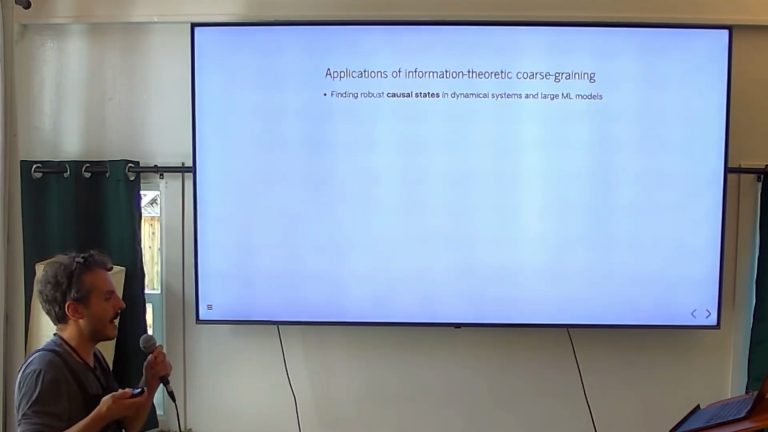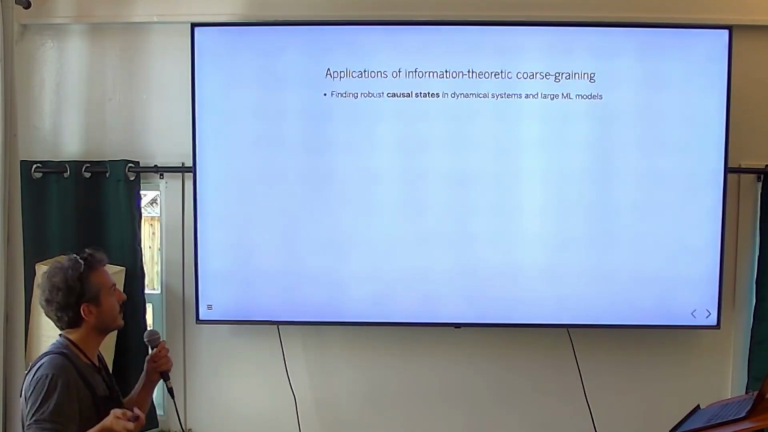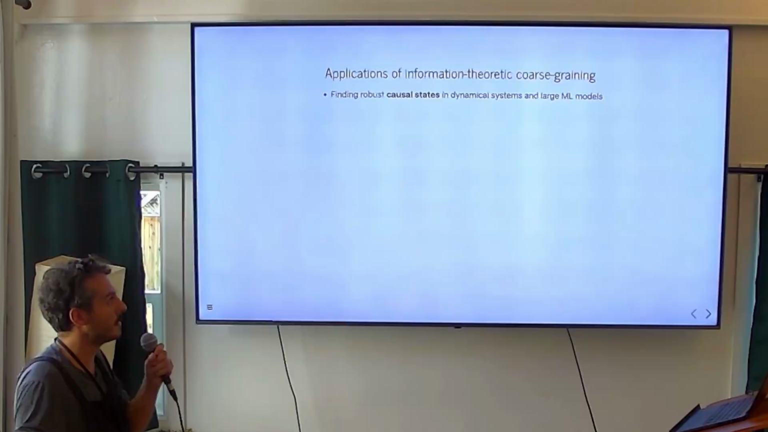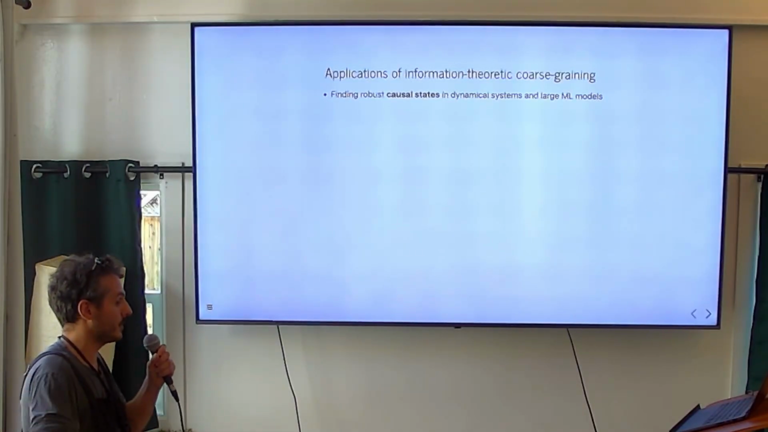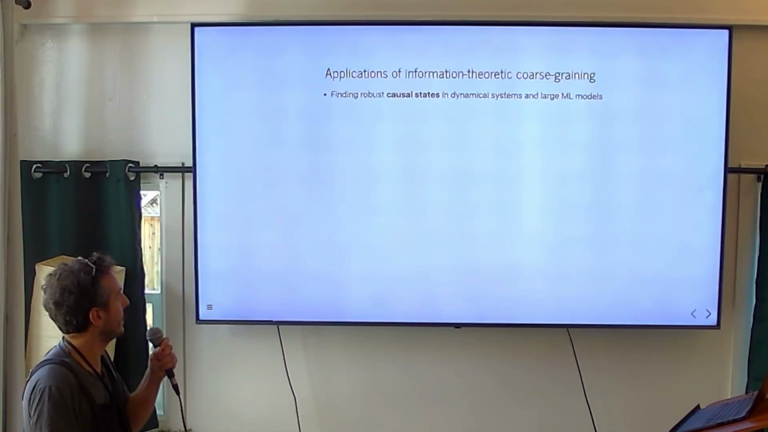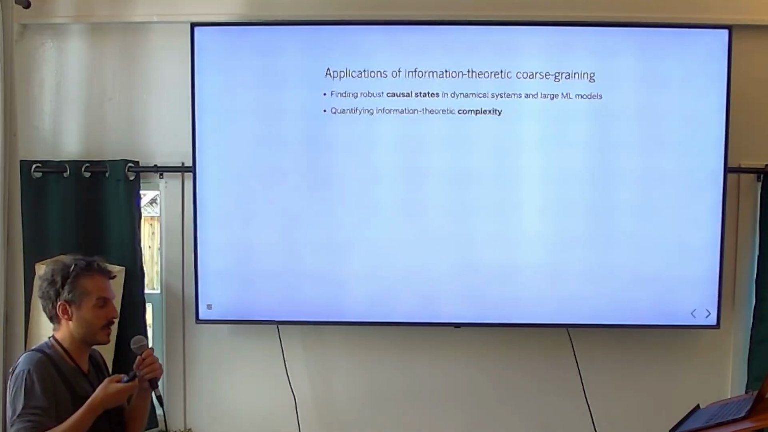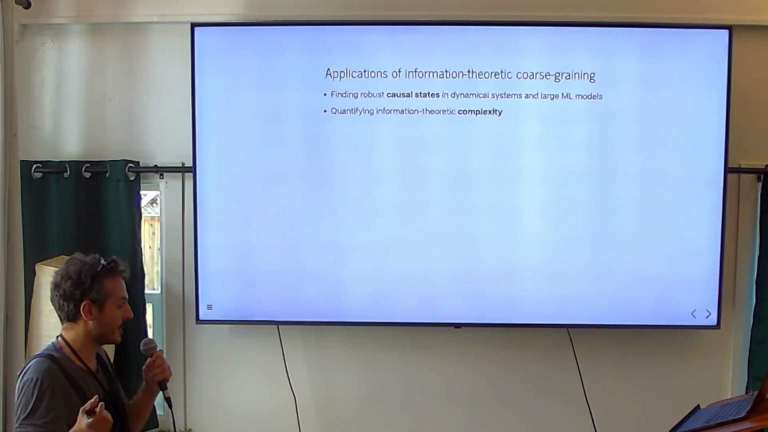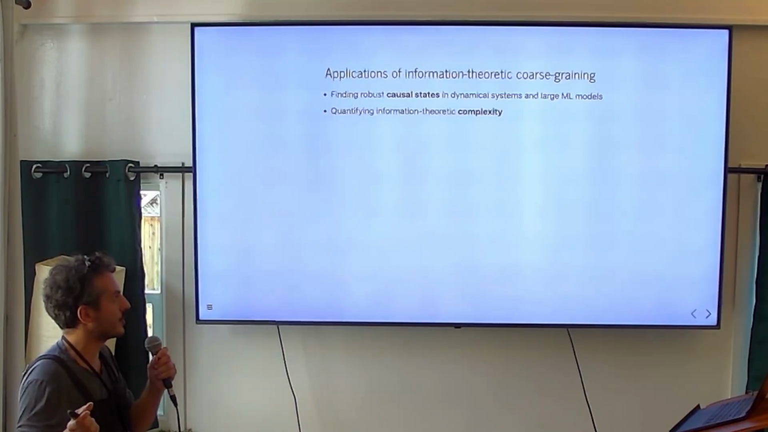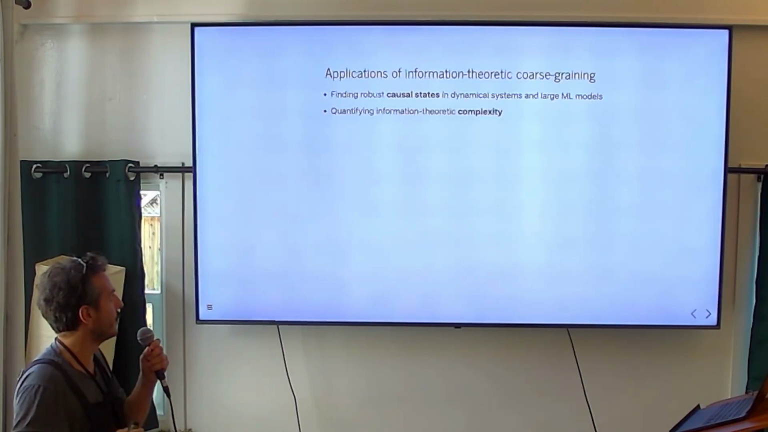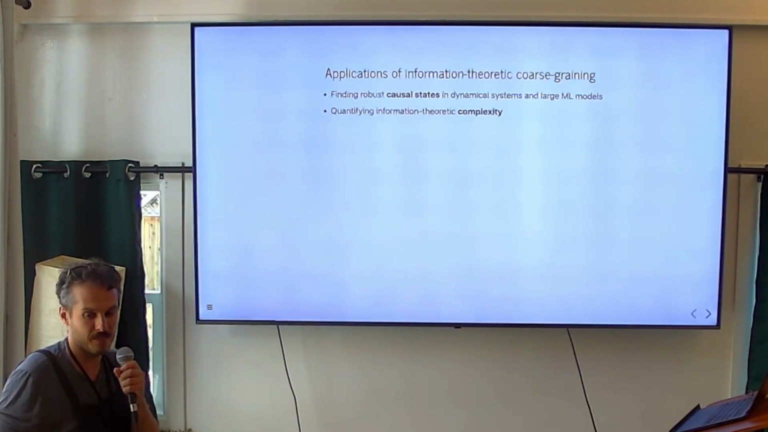So what are some of the applications? If we knew how to do this, then we could find robust causal states in dynamical systems and large language models, for example. We could also do so in biological systems and neural systems and so on. And we could also quantify, it's been argued, that the information captured by the minimal sufficient statistic about the past, about X, is a very natural measure of information-theoretic complexity, of how complex the process or this map is.